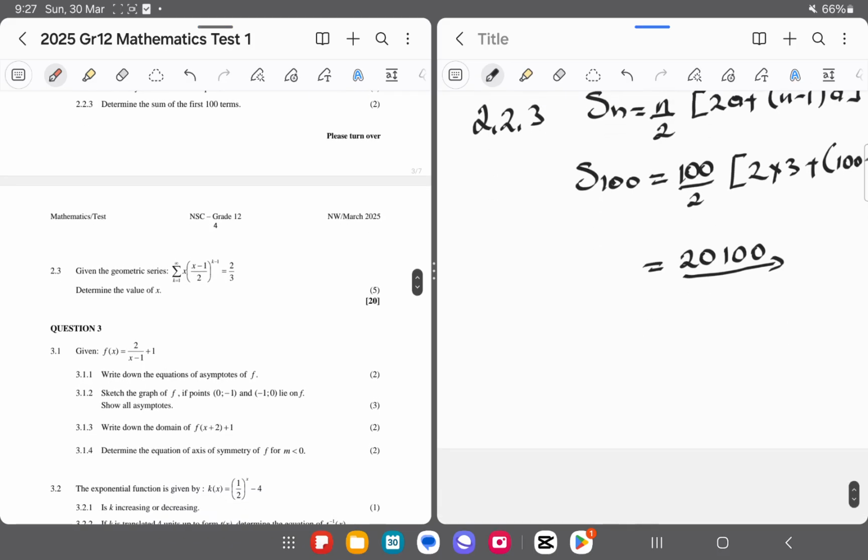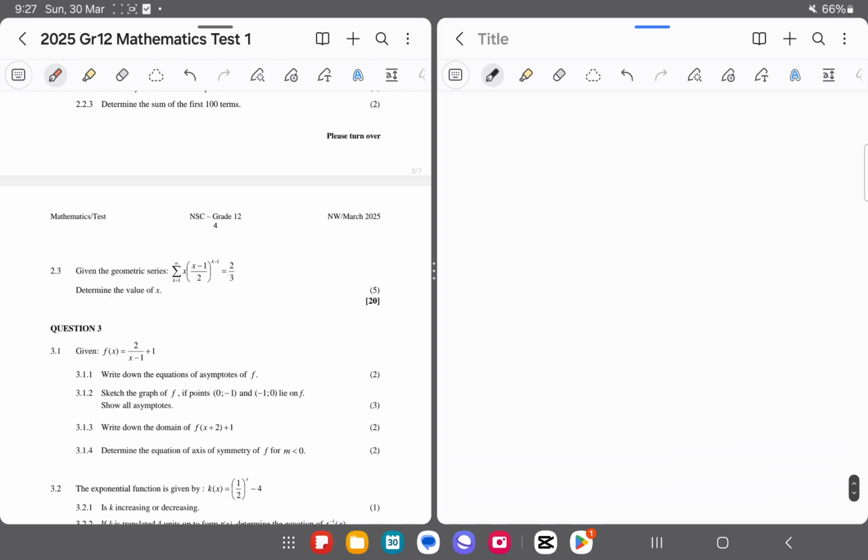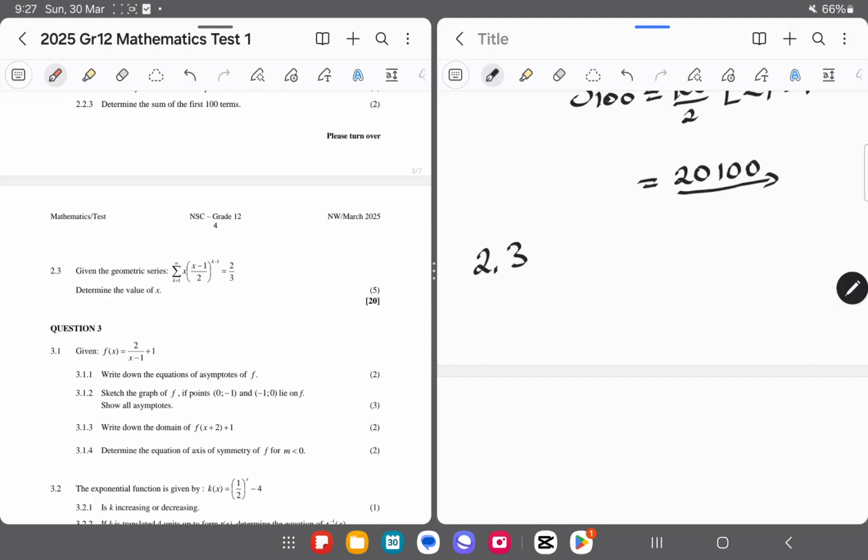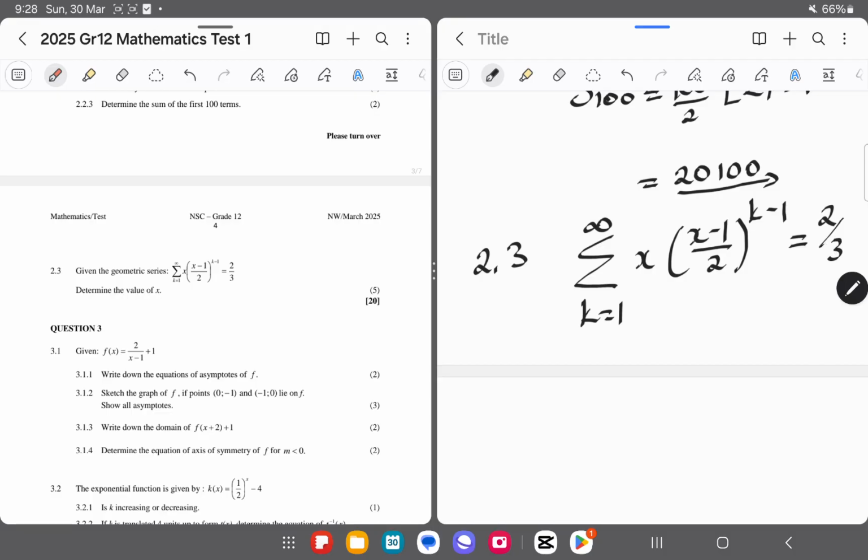Now 2.3, given the geometric series. Now the geometric series starts from k equals 1 and goes towards infinity, of x times (x minus 1 divided by 2) all to the power of k minus 1, and then they say the sum to infinity is equal to 2 divided by 3.